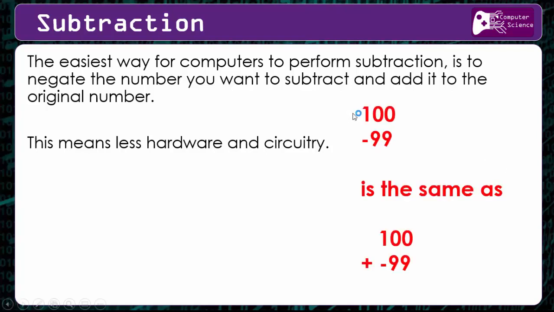So for example, 100 minus 99 is the same as 100 plus minus 99. Now you should know that from maths, I would hope. However, trust me, it is the same. 100 minus 99 is the same as 100 plus minus 99. So therefore we can use an adder, but we're going to need to convert numbers into negatives first, which is what we did in lesson 6.